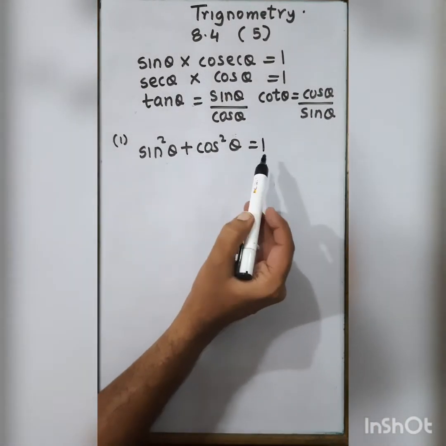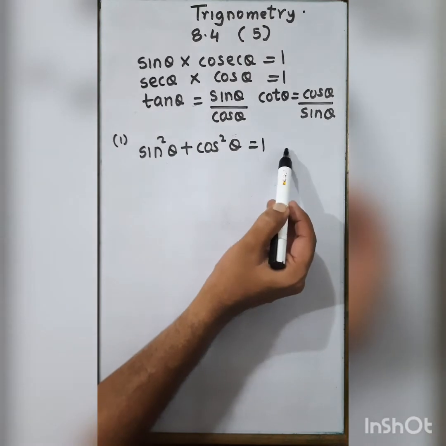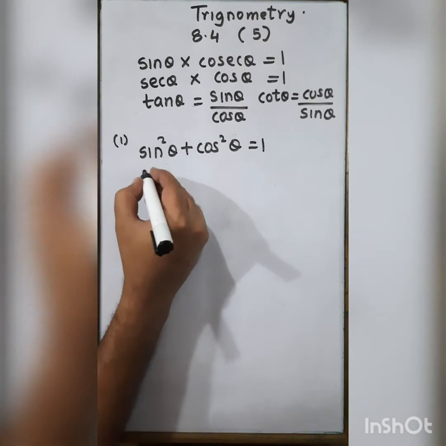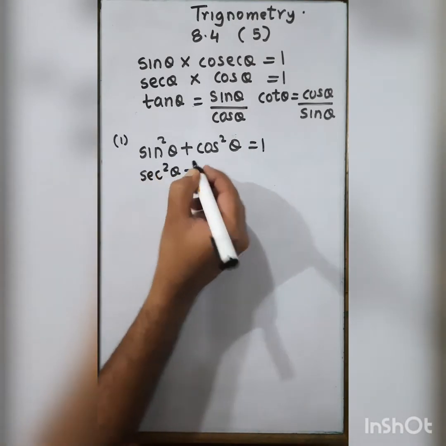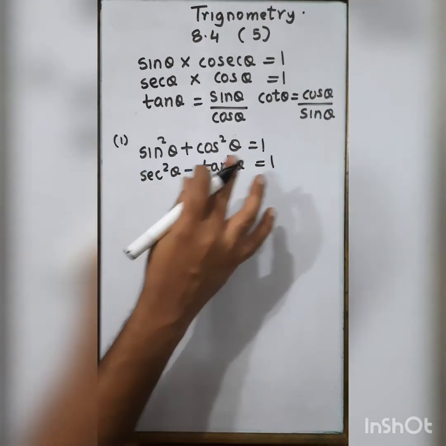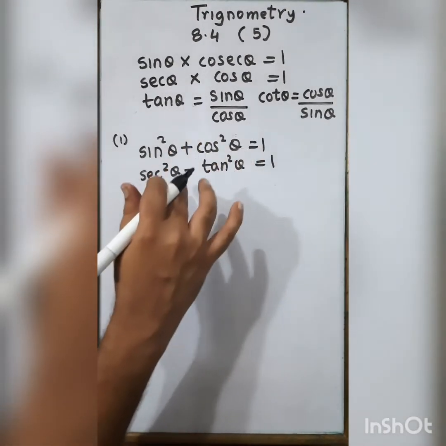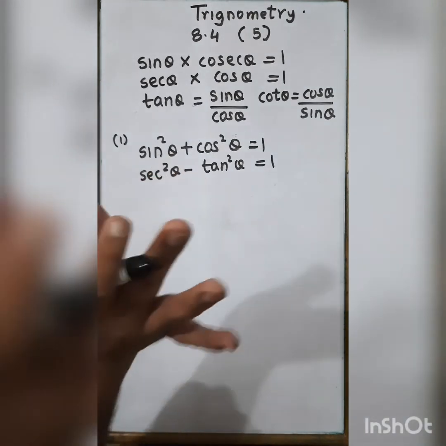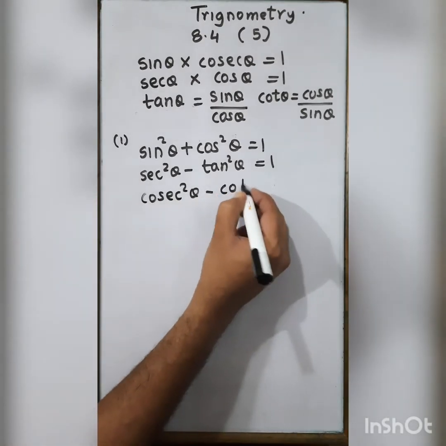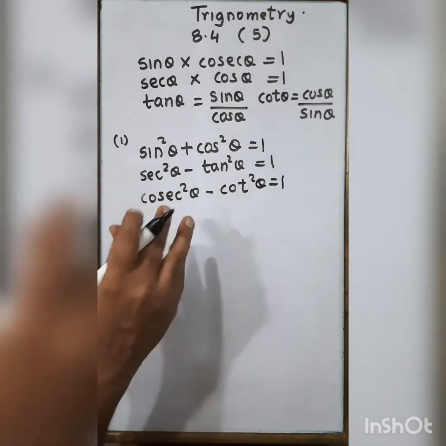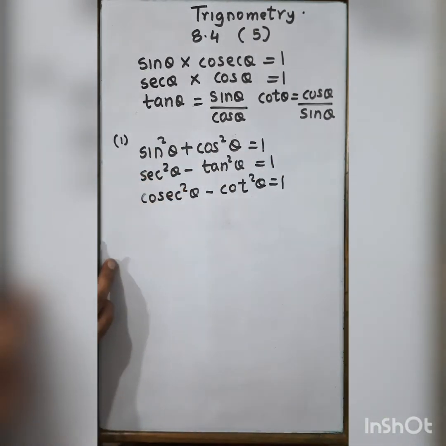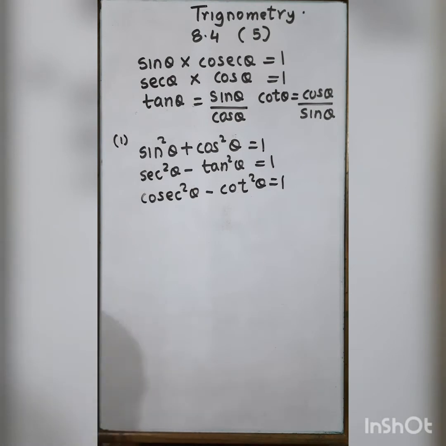Based on that, we get cos square theta is 1 minus sin square theta and sin square theta is 1 minus cos square theta. Next is sec square theta minus tan square theta is equal to 1. So you get sec square theta is 1 plus tan square theta and tan square theta is sec square theta minus 1. Next is cosec square theta minus cot square theta is equal to 1. So cosec square theta is 1 plus cot square theta and cot square theta is cosec square theta minus 1. This we have understood in our last videos.